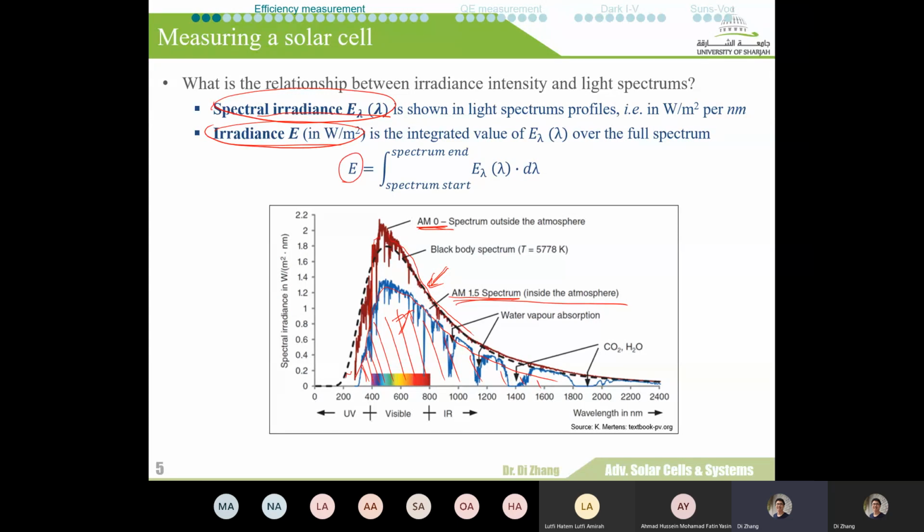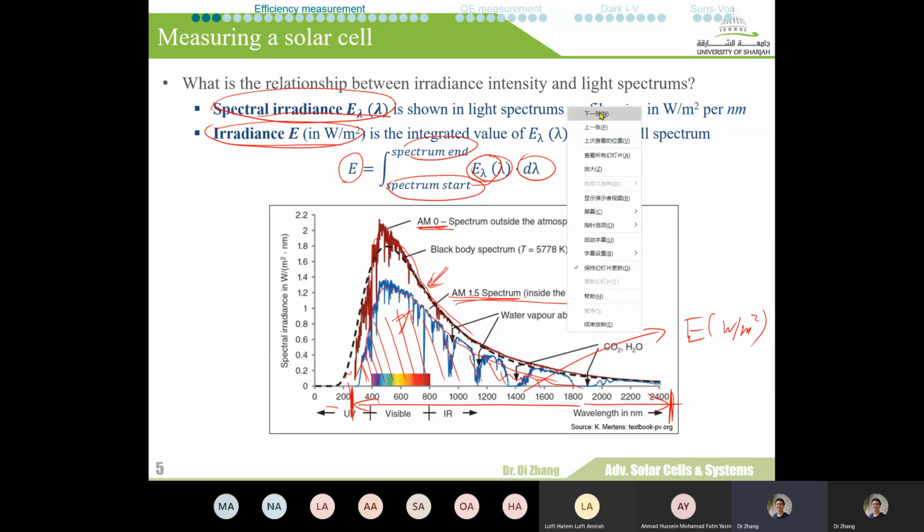Okay, so if you want to find out about the irradiance from a certain spectrum, as a function of lambda, you just have to integrate against lambda, from the start of the spectrum to the end of the spectrum. The area under the curve will give you the irradiance, which is in watt per square meter. So that is actually important for you to know here, right?